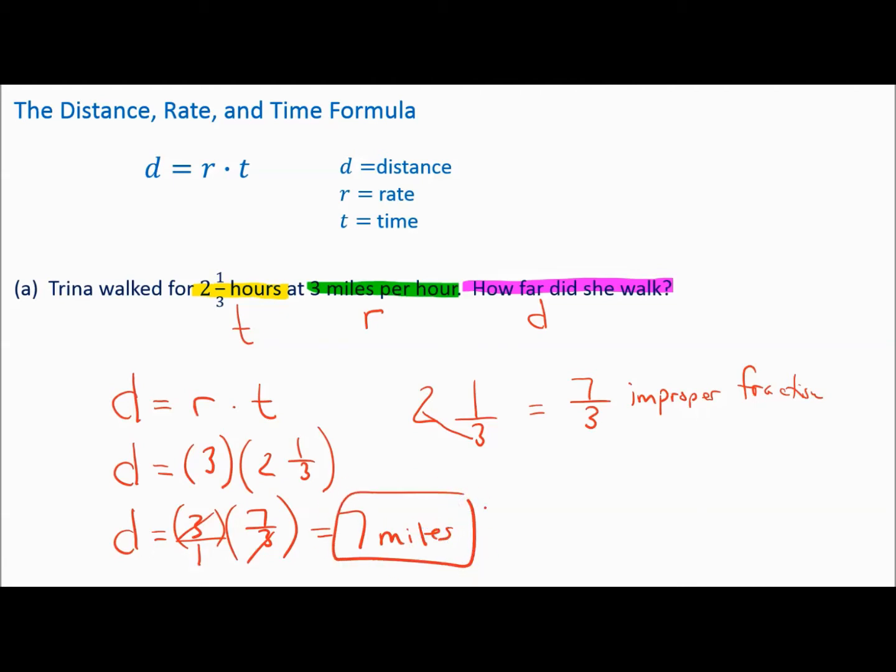Now I do want to spend a minute and talk about units. If you'll notice when I put the 3 in for miles per hour, the way to write miles per hour is miles per, which means a fraction bar, hour, and then the 2 1/3 is hours. And when I multiply these unit fractions together, the hours cancel because one's in the numerator and one's in the denominator, which leaves me with my final answer of miles.